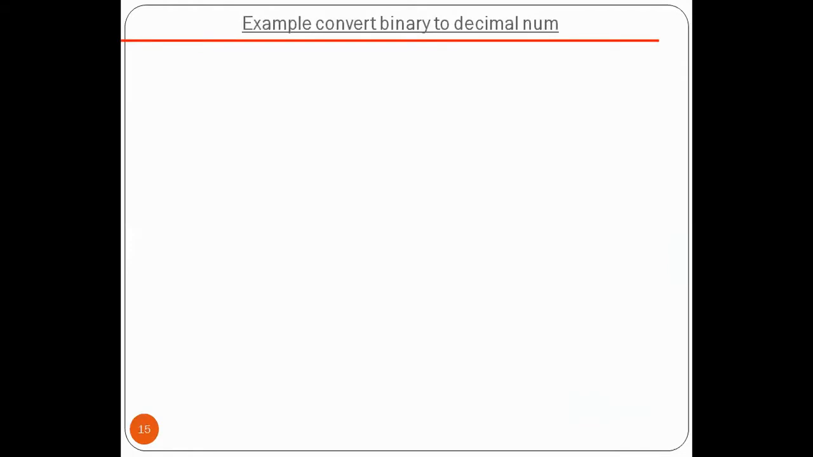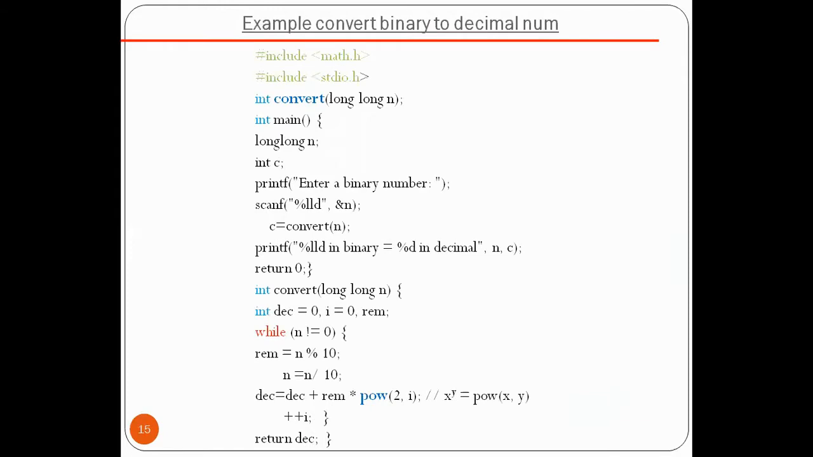Another example, convert binary to decimal number. Here we have our function named convert. This is our main function. We have declared a long integer n and integer C. Enter a binary number, and then it will call the convert function, and it will return a value which is stored in C. And here we have printed n and C.